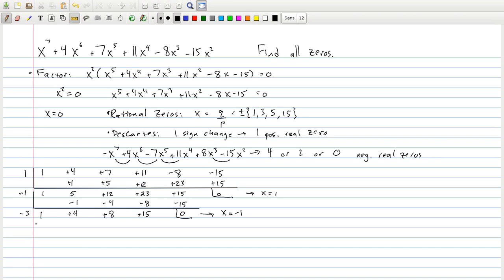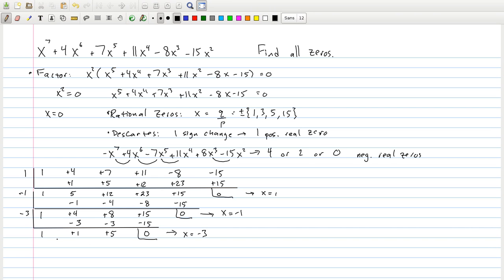So we'll go through and set up the synthetic division again. So we bring down the leading coefficient and then multiply. Negative 3 times 1 is negative 3. Adding these together, we have positive 1. Negative 3 times positive 1 is negative 3. Adding these together, we have positive 5. Negative 3 times positive 5 is negative 15. Add these together and we get 0. This is good. This says that x equals negative 3 is a 0.